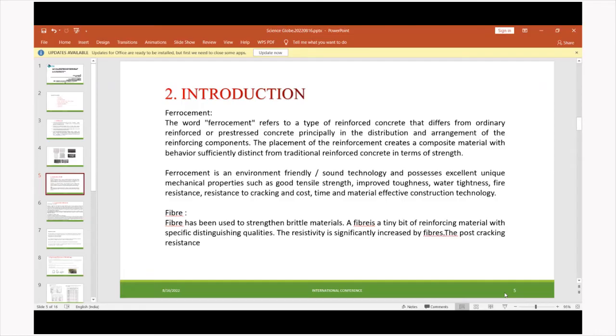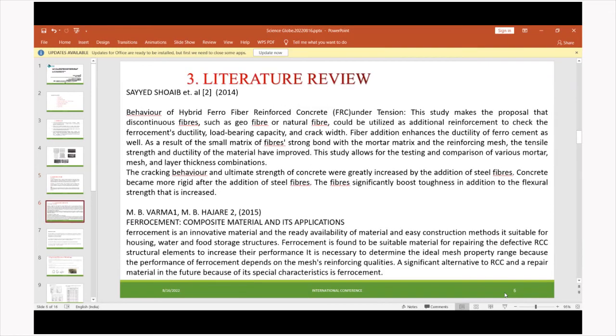Fiber, on the other hand, is also used to strengthen brittle material. Fiber is a tiny bit of reinforcing material with specific distinct qualities. The resistivity is significantly increased by fiber. The post-cracking deformation is much reduced.